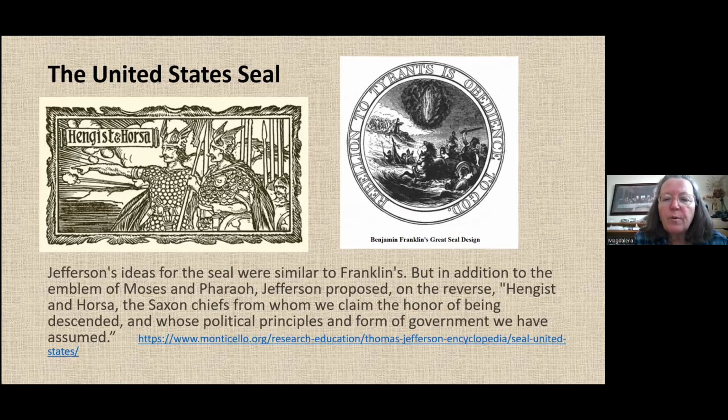Jefferson proposed on the reverse an image of Hengist and Horsa, the Saxon chiefs from whom we claim the honor of being descendant and whose political principles and form of government we have assumed. Now, these are completely diametrically opposed ideas. Benjamin Franklin features the liberation of Jewish slaves by Moses guiding them to the promised land, and Jefferson is showing the subjugation of peoples by the Anglo-Saxon chieftains. So you can see the difference of philosophy in these two.